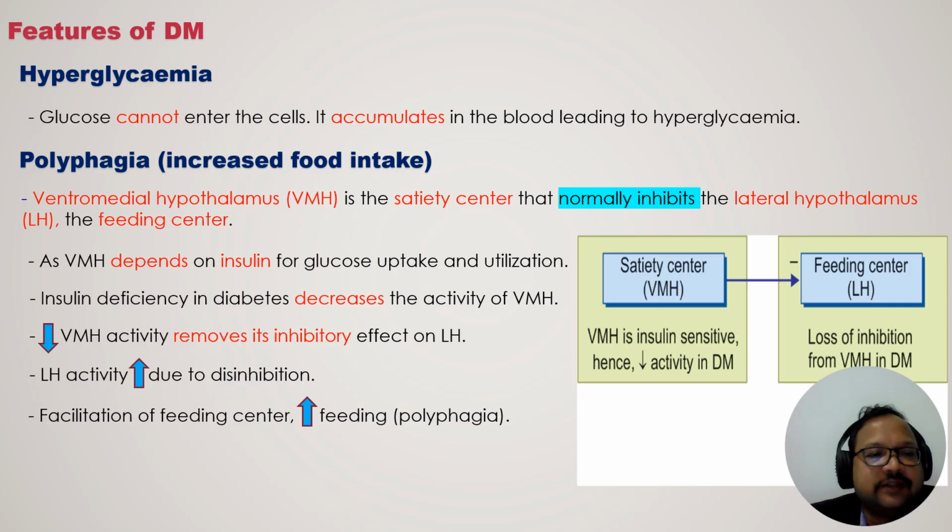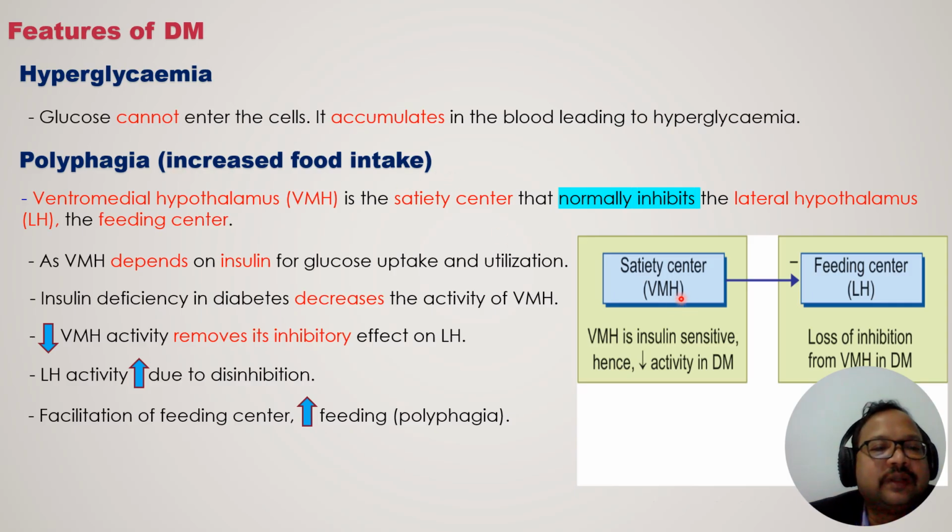So hyperglycemia will occur. Why will hyperglycemia occur? Because once glucose cannot enter into the cell, the glucose accumulates in the blood, so we can see hyperglycemia. And another feature is polyphagia, or increased food intake.